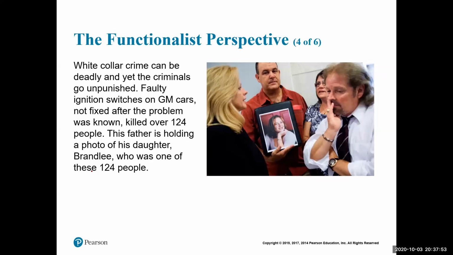Looking at this picture here, this is a white collar crime, can be deadly, and yet the criminals go unpunished. A lot of white collar crimes, bank lawsuits, stuff like that, a lot of them get settled outside of court. They just do the settlement, and that's pretty much it. But when we're looking at the white collar crimes here, GM cars were faulty for the ignition switches. They knew about the problem. It killed over 124 people. In this picture here, this father's holding a picture of his daughter who was actually driving one of those GM cars that had the faulty ignition and who died.